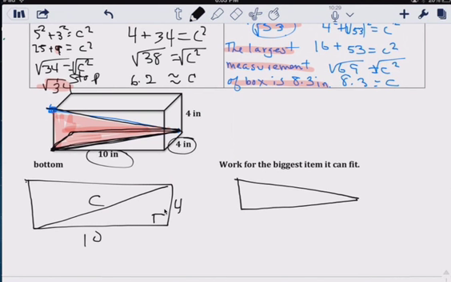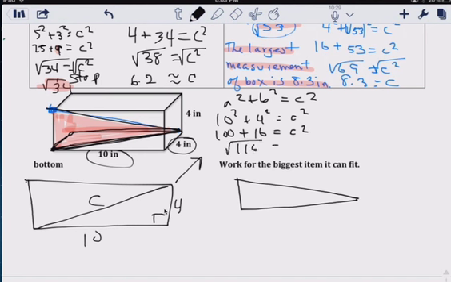I'm going to show the work over here. A squared plus B squared equals C squared. So 10 squared plus 4 squared equals C squared. That's 100 plus 16 equals C squared. We leave it at 116. Square root of both sides, so C is the square root of 116. If you look at this, we've used up 4 and 10. Cross them out. There's a 4 left, so that 4 goes right here.